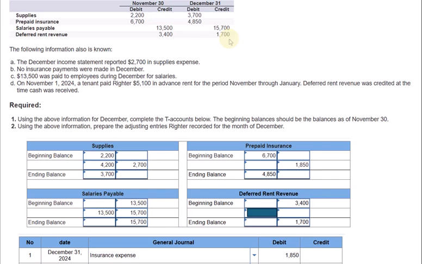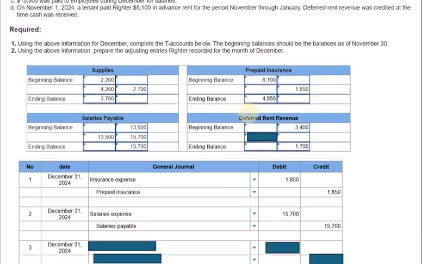Okay, now let's look at this. $3,400 and it goes to $1,700. That was what they told us the entry was made. It was for $5,100 and it covered November through January. Now, $5,100 divided by 3 is $1,700. So what they're telling us is they already recorded 1/3 of the 5,100 as revenue in November, and in December it dropped another 1,700.